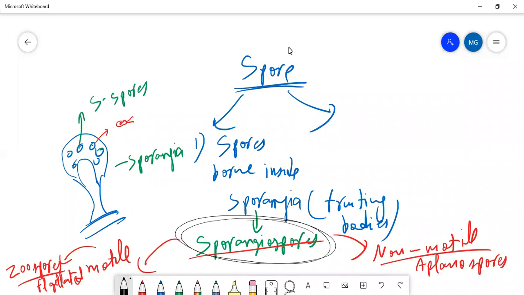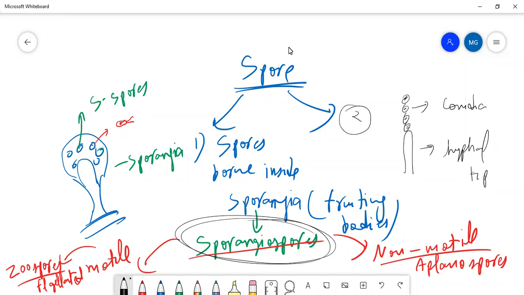अब second type देखो. मतलब यहाँ पे तुमने पहले देखा ना कि born inside sporangia. अब दूसरा type देखो. The second classification, when the spores are born on the tip of a hyphae. ये देखो, ये hyphal tip है. So hyphal tip will start cutting spores. When the hyphal tip starts cutting spores, we call such spores conidia.